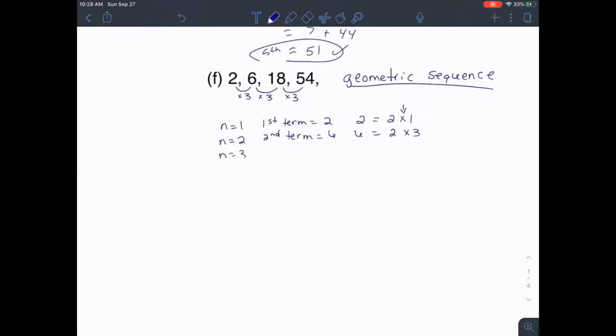We have n equals 3. Third term equals 18. So 18 is equal to 2, our starting number, times 3 times 3. N equals 4. Our fourth term is equal to 54. 54 is equal to 2, our starting number, times the difference, times the difference, times the difference. All right, so if we did this times 3, that would give us 162. So let's just check and see if that works.